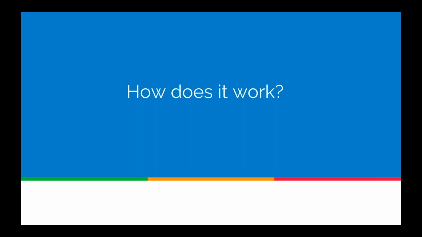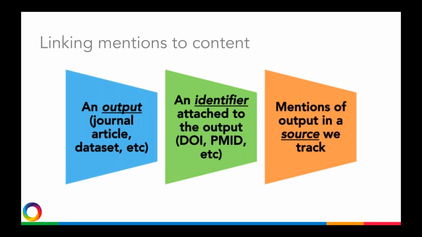So how do altmetrics, and Altmetric in particular, actually work? At Altmetric, we look for three things: an output, so that might be a journal article, a data set, a book, an image; an identifier attached to the output, so a unique number that helps us determine exactly which output it is. That might be the DOI, the PubMed ID, an ISBN, a canonical URL, a huge range of identifiers that tell us, okay, this article is the same as this one that was published on X date. And then lastly, of course, we need mentions of that output in the sources that we track.